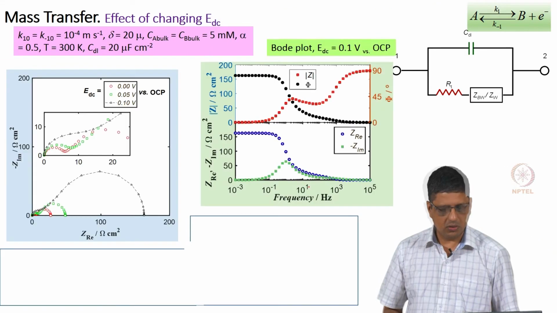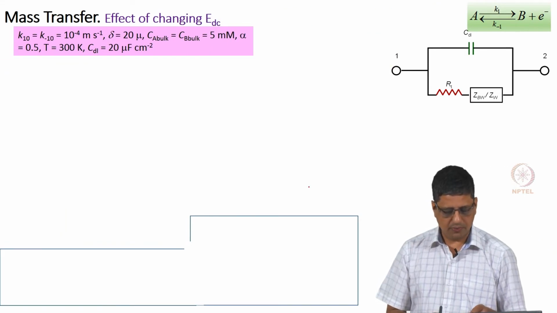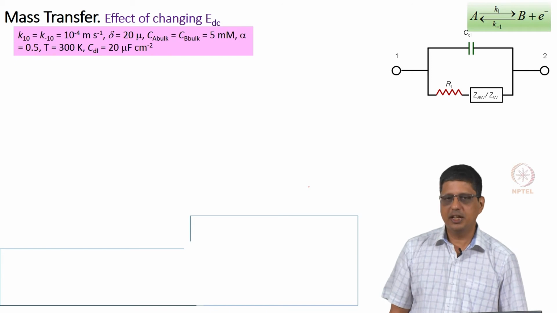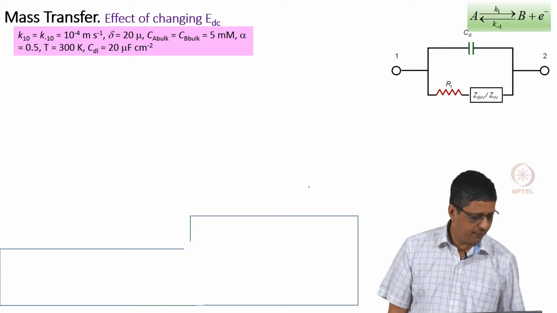I think I will continue tomorrow with one more part of it, that is the effect of DC potential, and then we will move on to a phenomenon called CPE, constant phase element. Okay. We will stop here today.